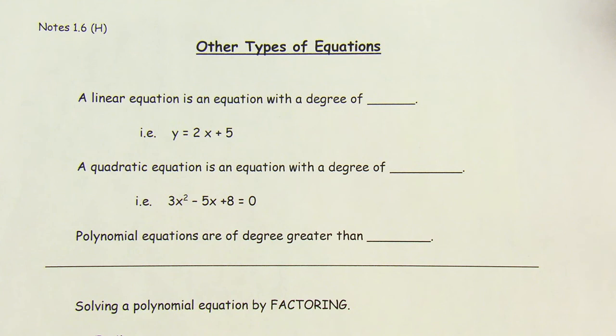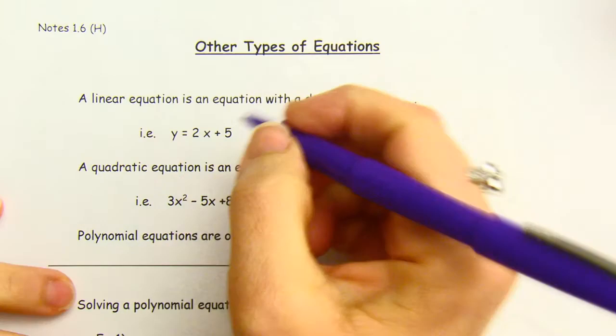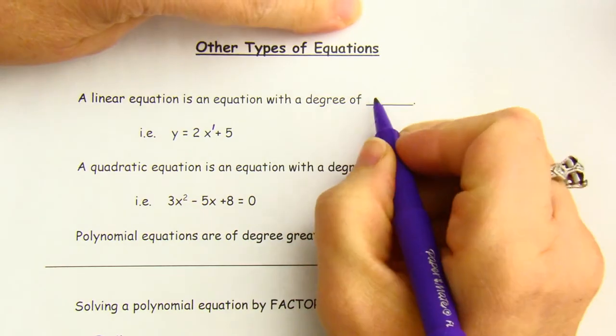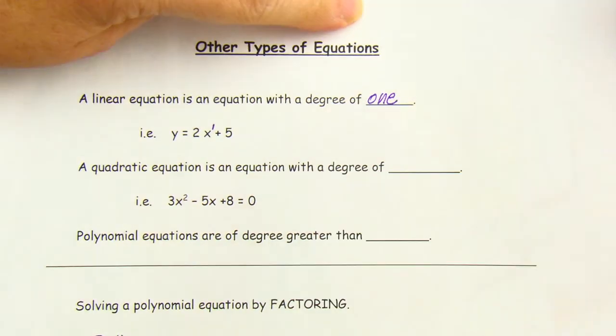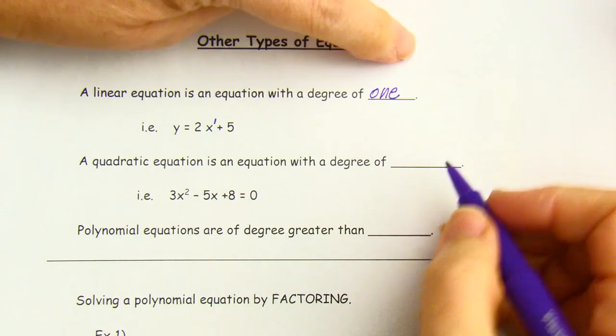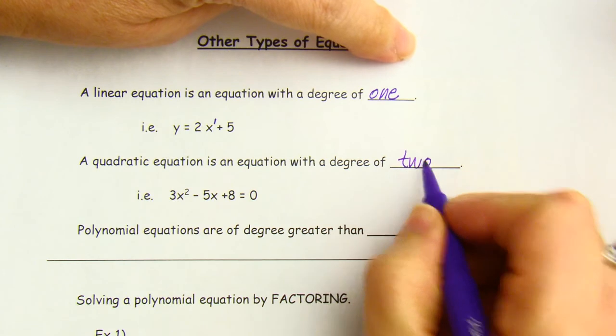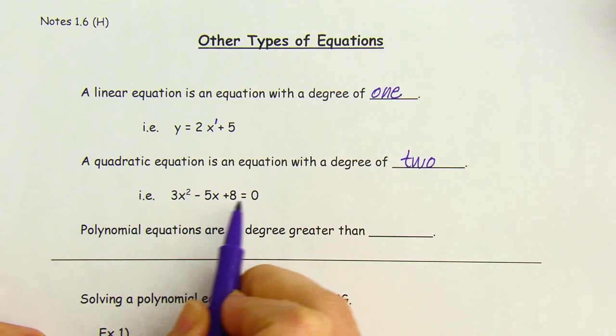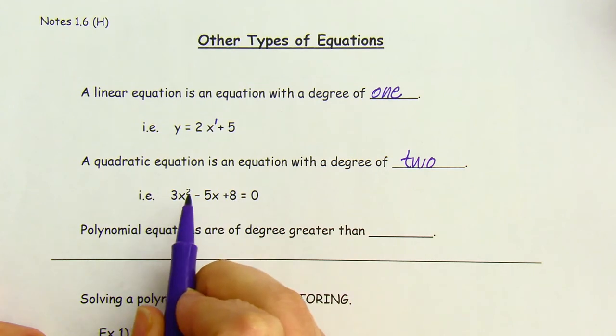So a linear equation in x is an equation with a degree of 1. And that's because the exponent on the x here is a 1. So the degree of a linear is 1. A quadratic equation is an equation with a degree of 2. Because remember, we take a look at all of the terms in the equation and we look for the highest exponent, and that's 2.